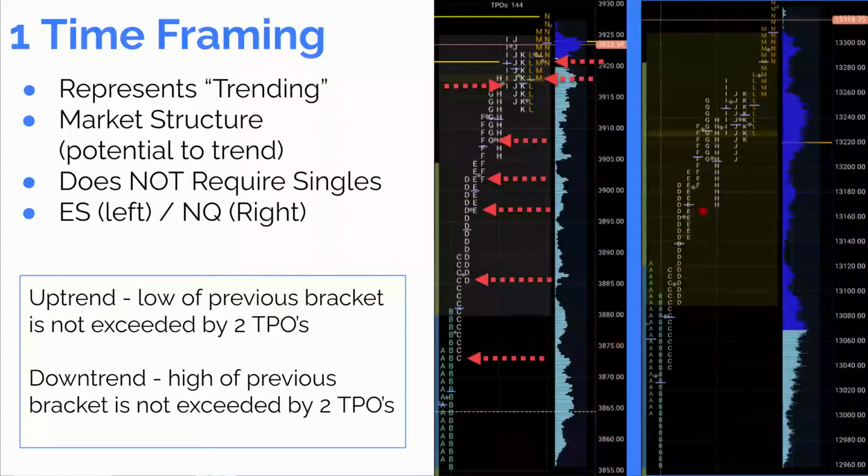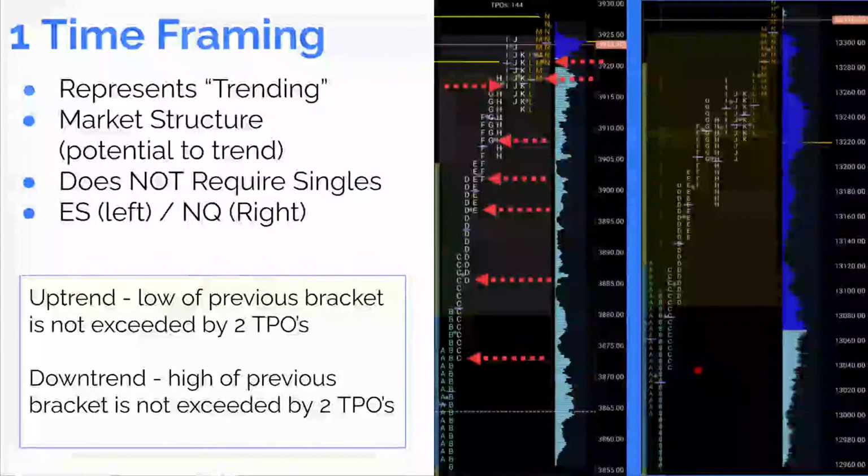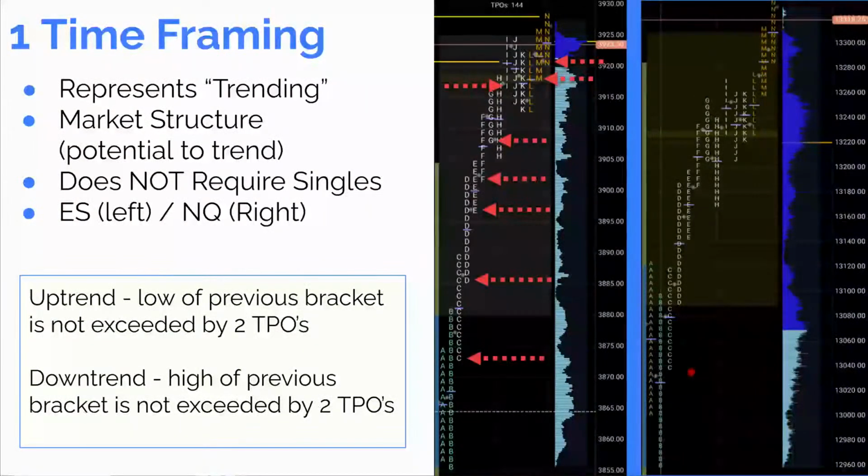The graphic on the right was the NASDAQ. I didn't put the red arrows in, and I don't want to ask the question because I don't want to take the time, but hypothetically, where would the one time framing be? You can see C, D, E, F, G, and then H is not. It set back here, I continued it, but then J set back.